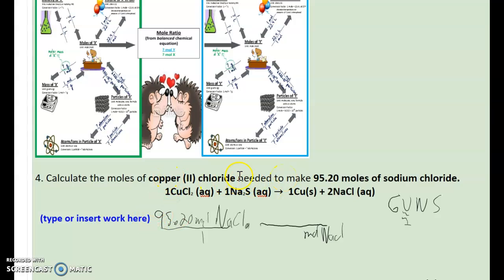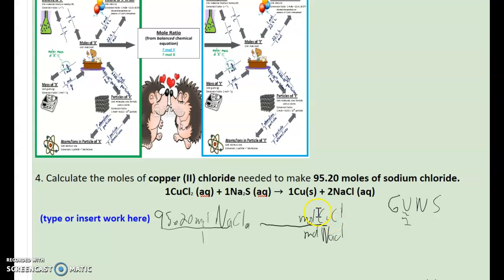What is it that I'm looking for? Copper chloride. Let's see where copper chloride is. Here it is. Copper chloride, CuCl. Beautiful. Alright, now to fill in these numbers. What numbers do I put here and what number do I put in here? Well, we can see from our mole ratio, it says from our balanced chemical equation. Here is our balanced chemical equation.